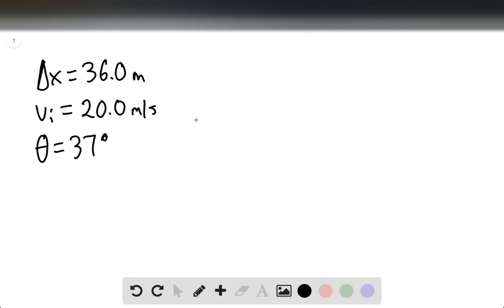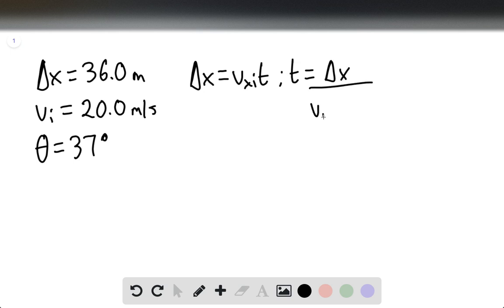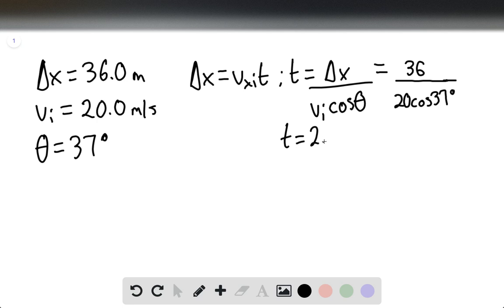So at this point, we need to find the time in the air. So we have delta x equaling Vx initial t. So this means that t will equal delta x divided by V initial cosine of theta. And this is going to give us 36 divided by 20 cosine of 37 degrees. And we are getting that the time is going to be, we can say time equals 2.254 seconds.